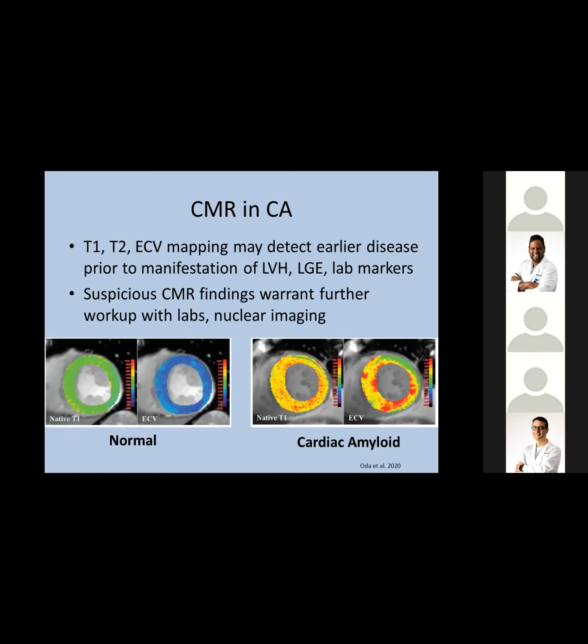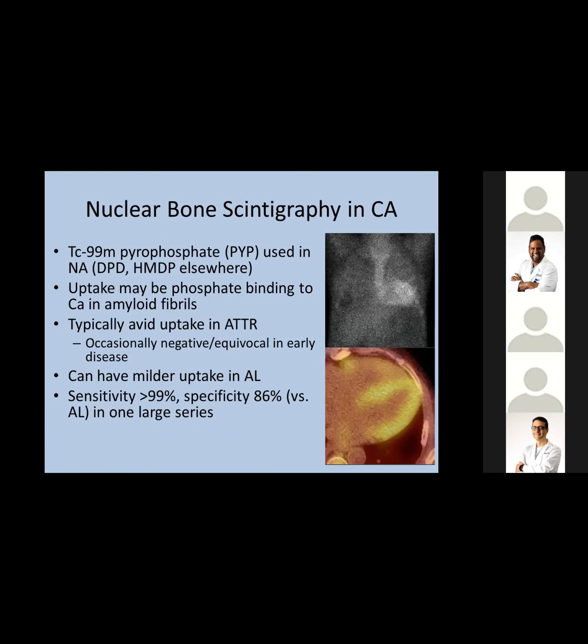So similar to sarcoid, native T1 and T2 mapping are up and coming, and those are becoming more common, and it's starting to be recognized that they can detect disease in some cases more accurately and earlier than other techniques. So if CMR findings are positive or suspicious, then it's best to go on to other imaging and labs to confirm diagnosis and distinguish between the subtypes.